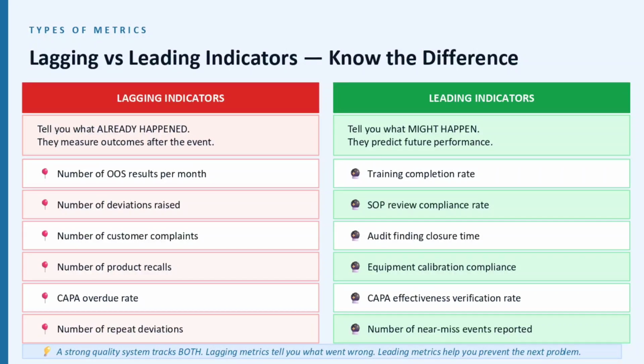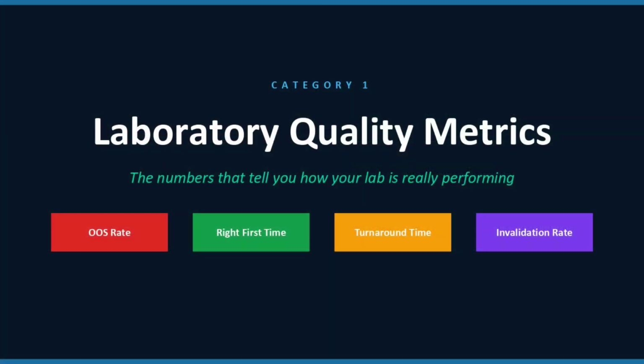A strong quality system tracks both types. Lagging metrics tell you what went wrong so you can investigate and fix it. Leading metrics help you prevent the next problem before it happens. Most quality systems are heavy on lagging indicators and light on leading ones. Work to balance this. Now let us look at the specific metrics. We will split them into 2 categories. Laboratory quality metrics and QA system metrics.